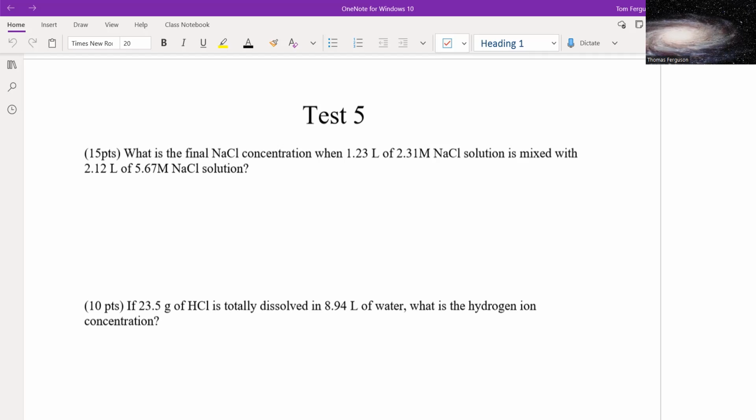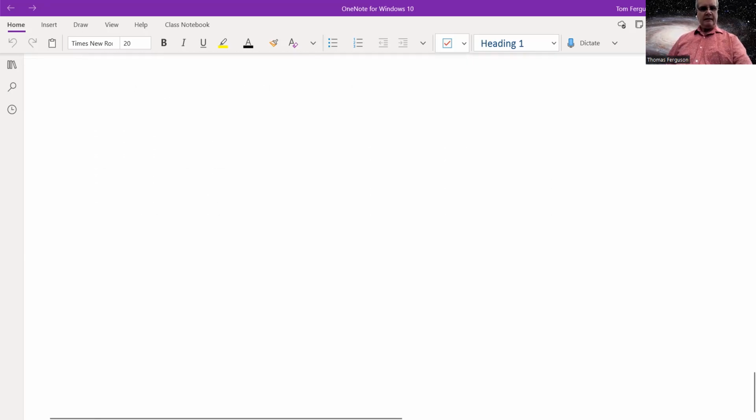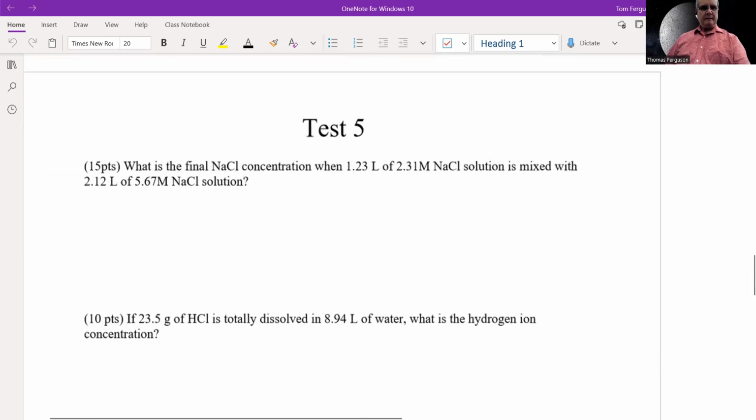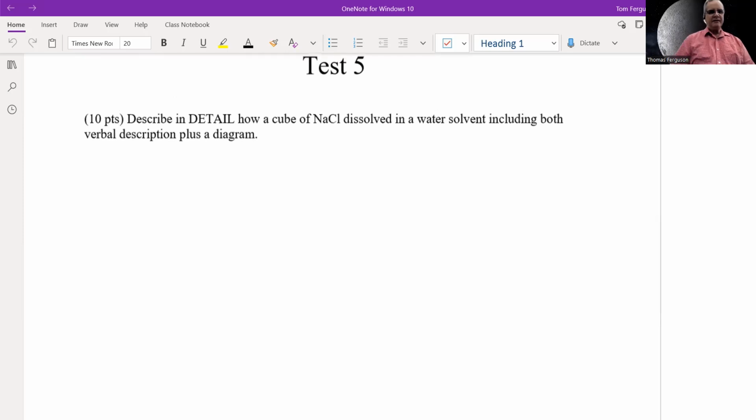Now, as far as your test tomorrow, you're going to be doing two main things, a quantitative part and a qualitative part. The qualitative part is this here. Describe in detail how a cube of sodium chloride dissolves in a water solvent, including both a verbal description plus a diagram. I want you to show the hydration sphere. I want you to describe how the crystal dissolves and the two forces involved.